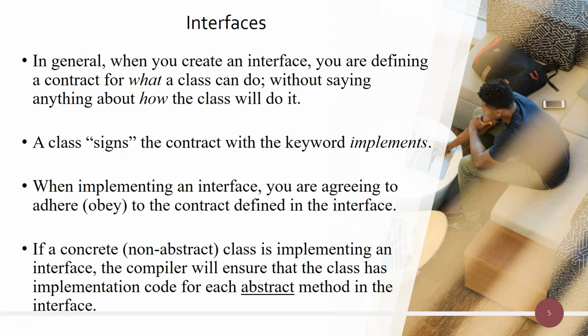In general, when you create an interface, you're defining a contract for what a class can do without saying anything about how the class will do it. You sign this contract with the keyword implements. When you're implementing an interface, you're agreeing to adhere to or obey the contract defined by the interface. If a concrete class is implementing an interface, the compiler will ensure that the class has implementation code for each abstract method in the interface.